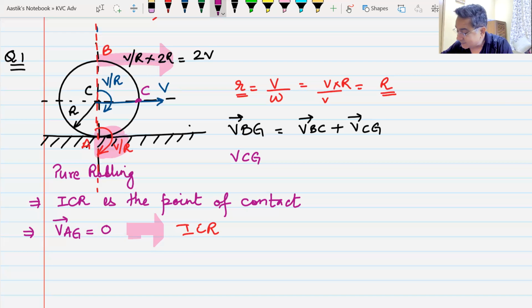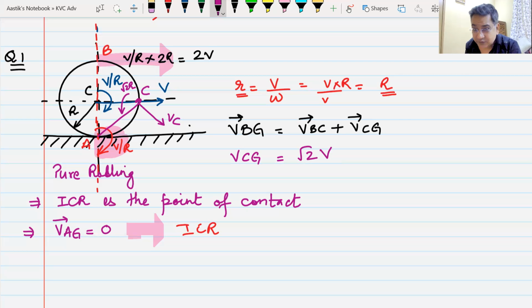So how do I get this? I join this point to the center of rotation. It is rotating, so its velocity must be here like this. This will be the velocity of point C. The length of this line is how much? This is a right angle triangle, so it is root 2 times R. So I can straight away write it as root 2 into V.